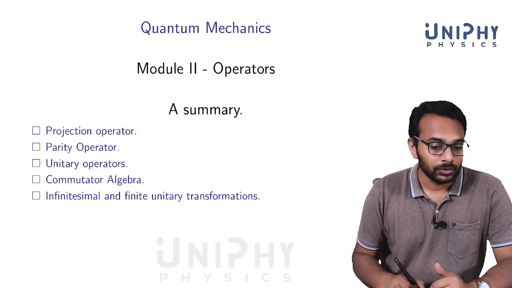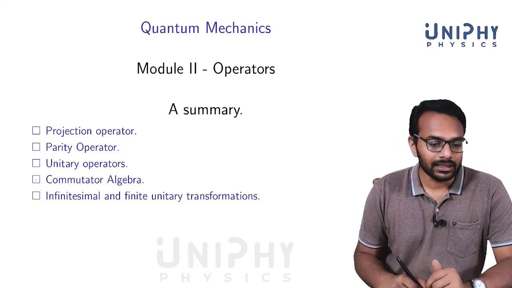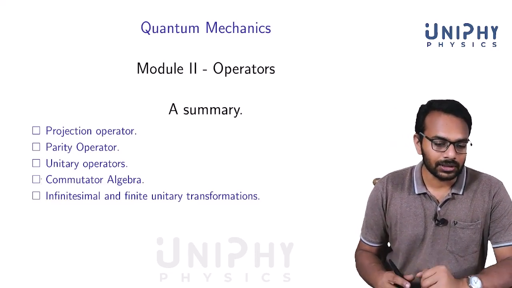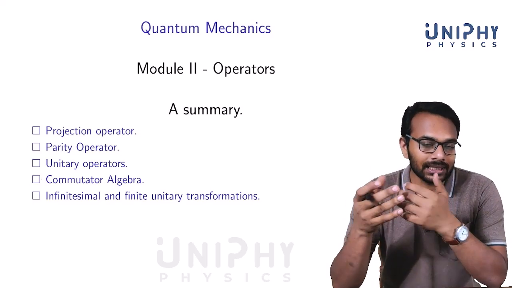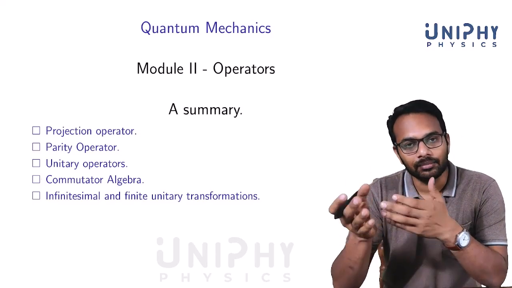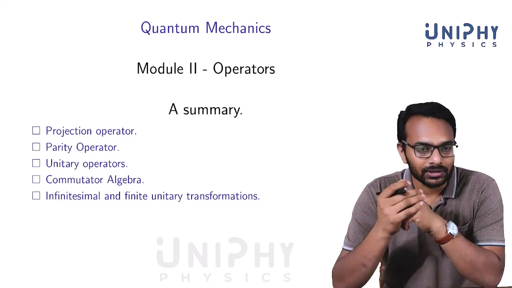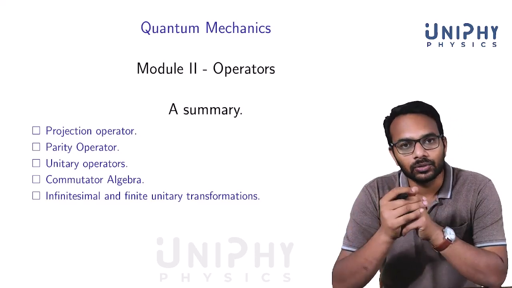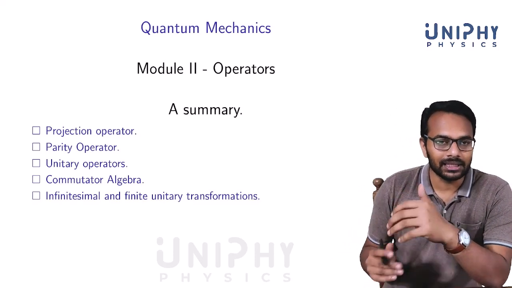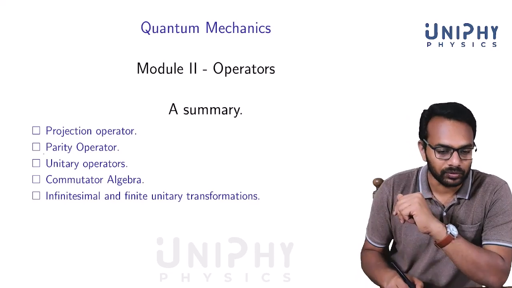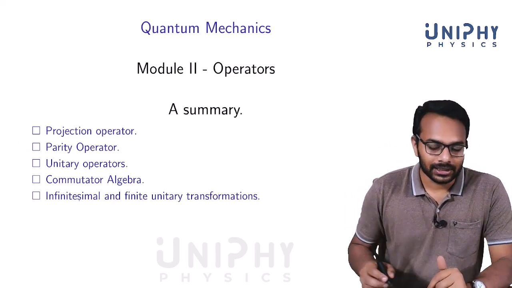Unitary operators are quite important in quantum mechanics. And then we'll have a short discussion on commutator algebra. Most of the relations of commutators are the same as those of the Poisson brackets. So if you are already familiar with Poisson brackets, then we won't have to spend much time on commutator algebra. We can just make comparisons and then move on. We'll also discuss infinitesimal and finite unitary transformations.